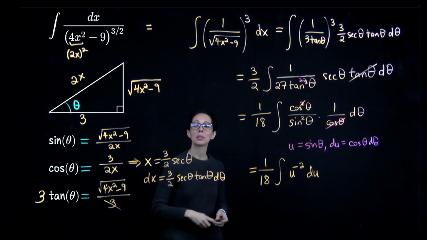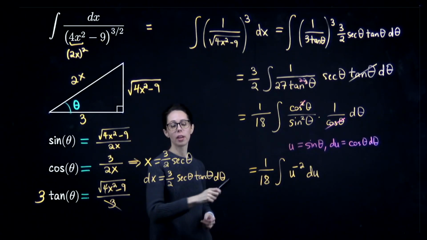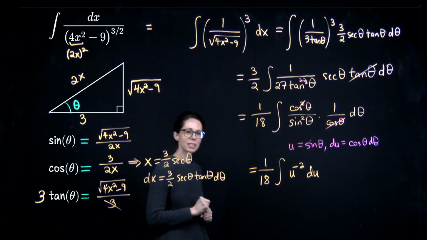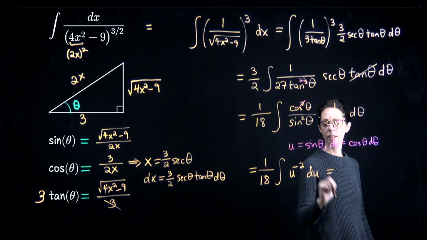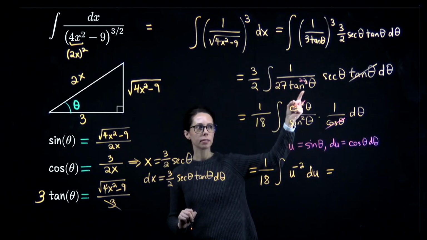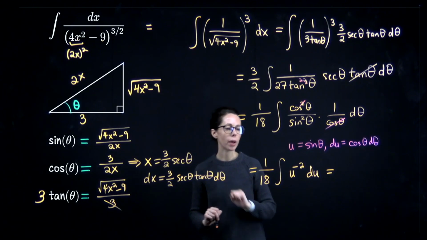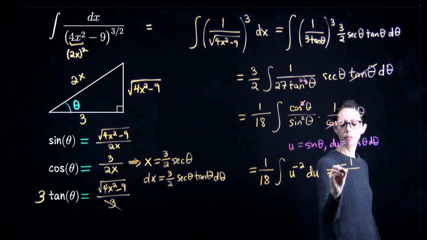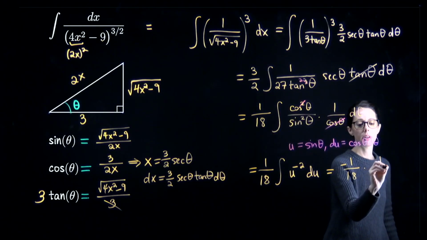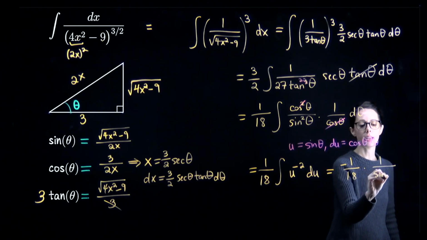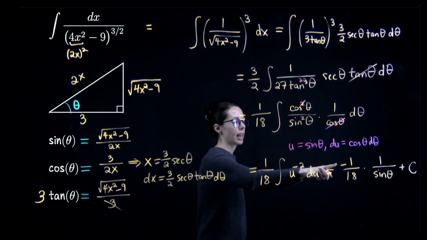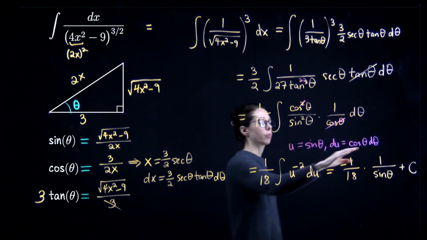Okay, so at this point, we switch from x to theta, and now theta to u. So we've done 2 substitutions in this problem, and sometimes that happens. Okay, let's keep going all the way to the end. If I anti-differentiate u to the negative 2, it's negative u to the negative 1. That's the power rule going in that direction. So I will write negative 1 over 18, times 1 over u, but u is sine theta. So 1 over sine theta plus c. I hope I didn't do too much there at once. But the antiderivative of this is negative 1 over u, so that's negative 1 over sine theta.